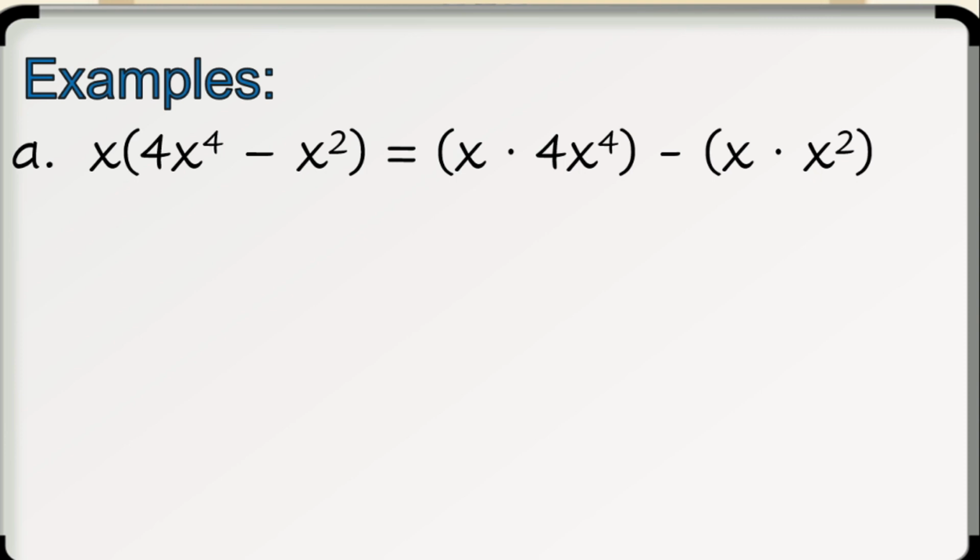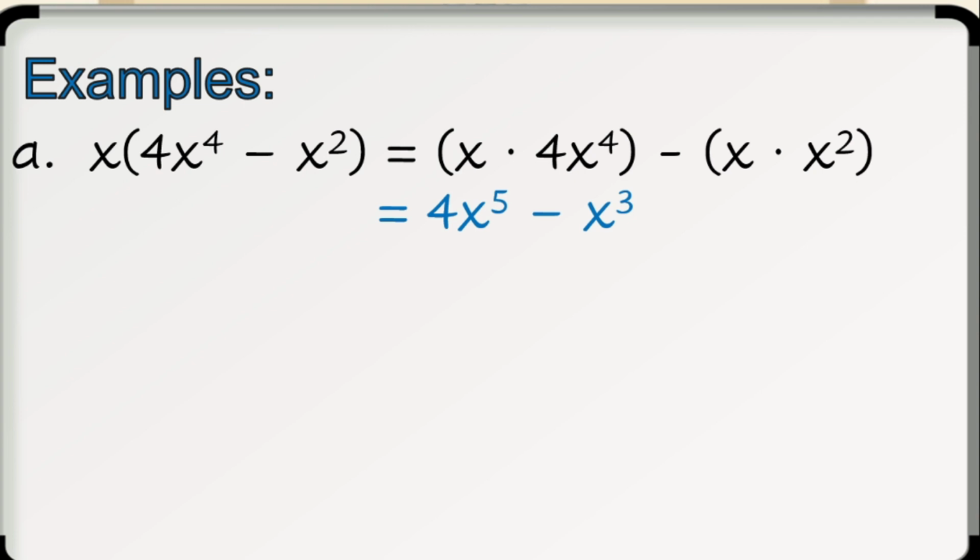Applying the rules in multiplying monomial by monomial, we have x times 4x raised to 4, and that is 4x raised to 1 plus 4, which is 5, minus x times x squared, and that is x raised to 1 plus 2, which is 3.